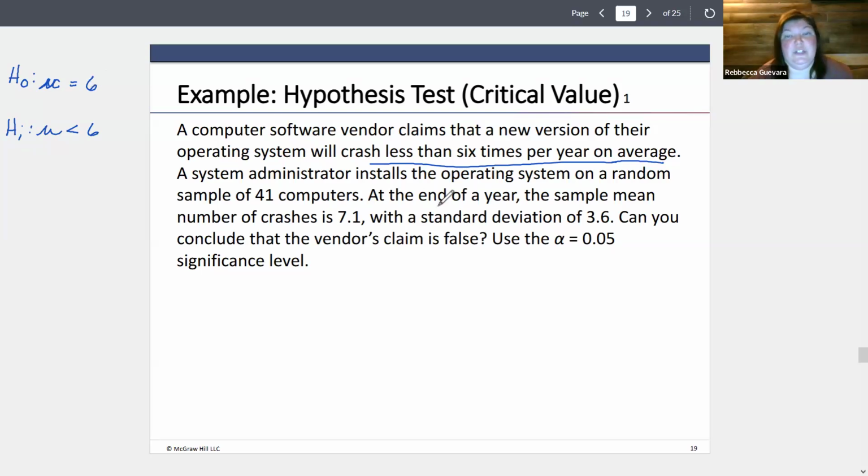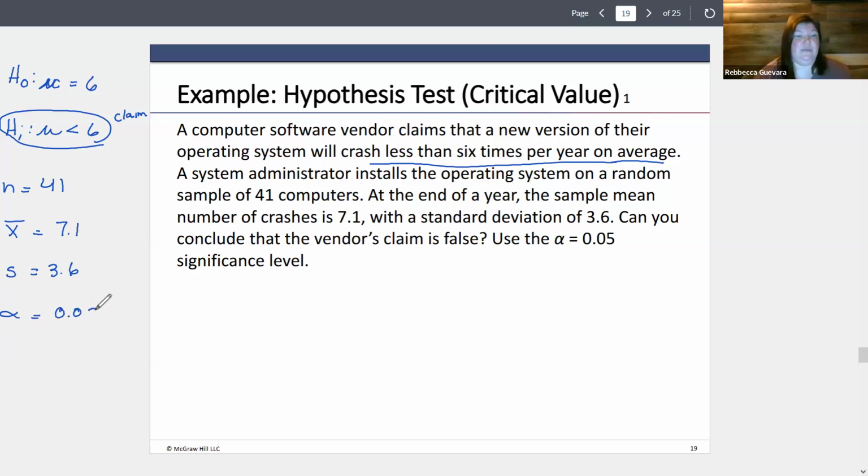So a system administrator installs an operating system on a random sample of 41 computers. At the end of the year, the sample mean number of crashes, so what they're getting is, oh no, it's not less than 6. It's more than that. They got a 7.1 with a standard deviation of 6.3. Can we conclude that the vendor's claim is false? So remember, this is the claim. So is the claim false? Or did we just have a really bad time this year? That's really what we want to know here. And we're doing this with a significance level of 0.05.